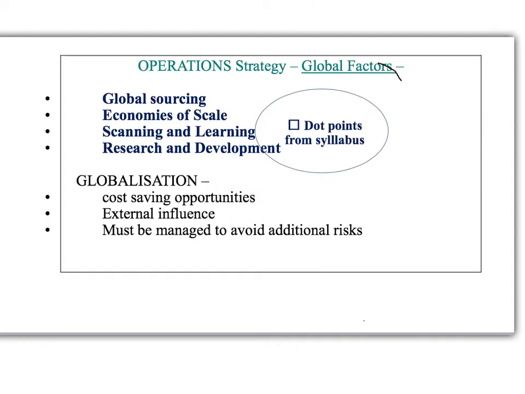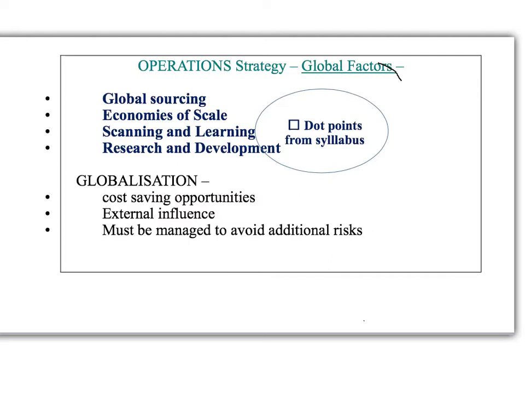Okay, so here we have an overview of global factors, and you'll see in the syllabus there's 4 dot points: global sourcing, economies of scale, scanning and learning, and research and development. So if a question asks you about operations strategy and global factors, they would be the 4 dot points you would talk about. 2 of those, of course, we've seen before: global sourcing and economies of scale. The other 2 are scanning and learning, and research and development. In fact, scanning and learning is probably the only completely new one you haven't seen before.